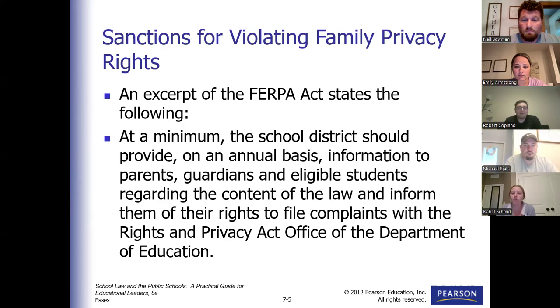And then the one kind of exception to this is school districts can release directories of information that include things like name, address, phone number, birthday, but parents still have the right to reject this kind of information being published. Next slide, please.